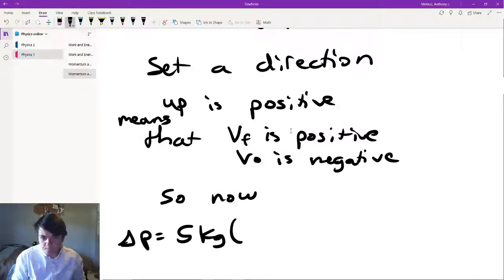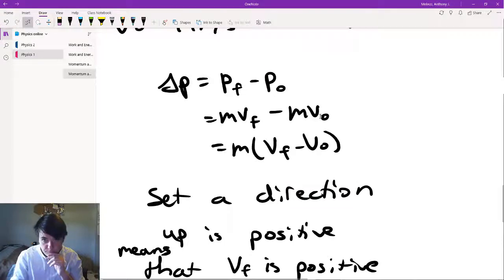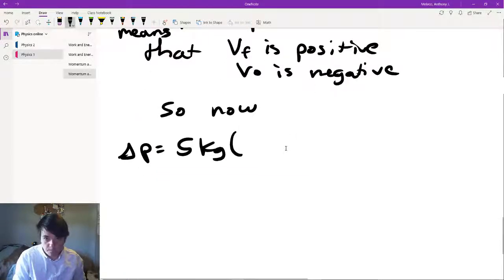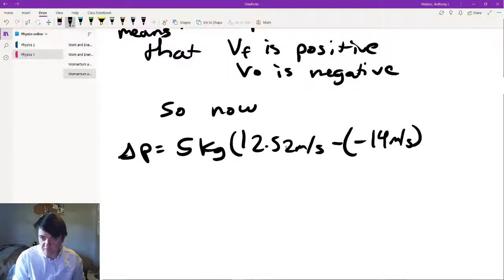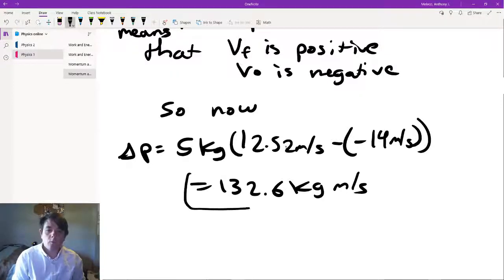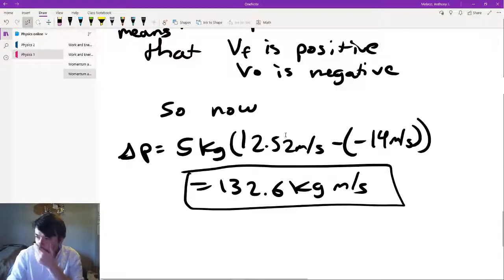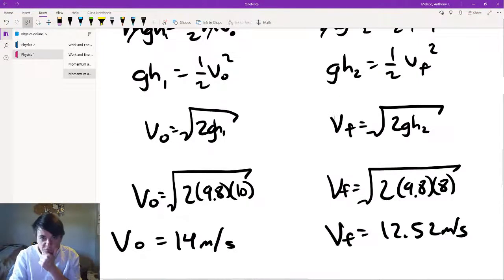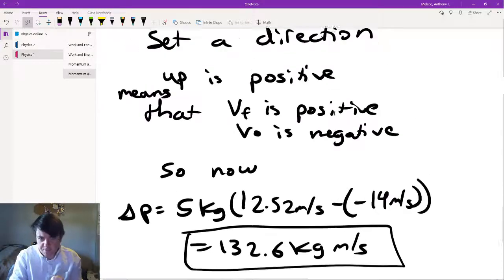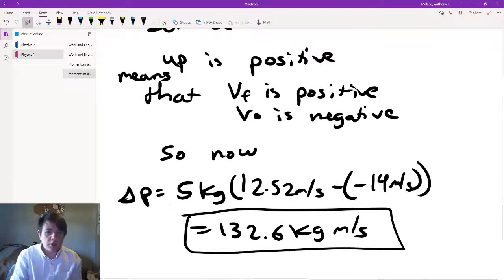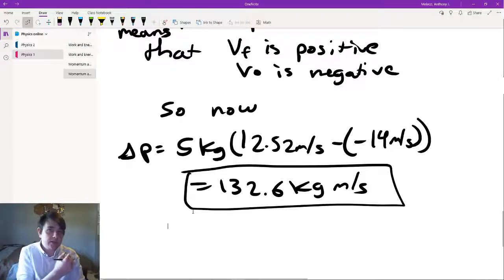times V final was 12.52 minus a minus, because that was now coming down. So now you're going to add those and multiply, and you get 132.6 kilogram meters per second, which is the impulse. Now, if you wanted to, you could have set down as positive, and you would have gotten a negative number here, which isn't a big deal. You really need the magnitude of the impulse.